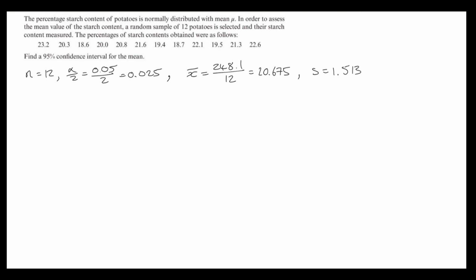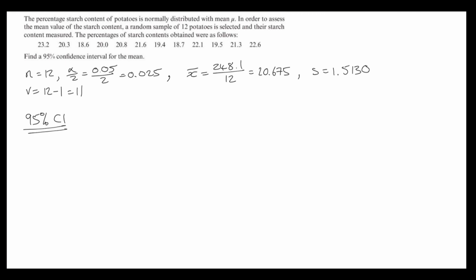So let's go ahead and collect the data that we need. N is going to equal 12. Significance level is alpha over 2. 95% confidence interval means we do 5% divided by 2. Once again, x bar we're going to get from the summary screen of our calculator, and the sample standard deviation also comes from that summary screen. So x bar is 20.675 and s is 1.5130. The degrees of freedom are going to be 11.